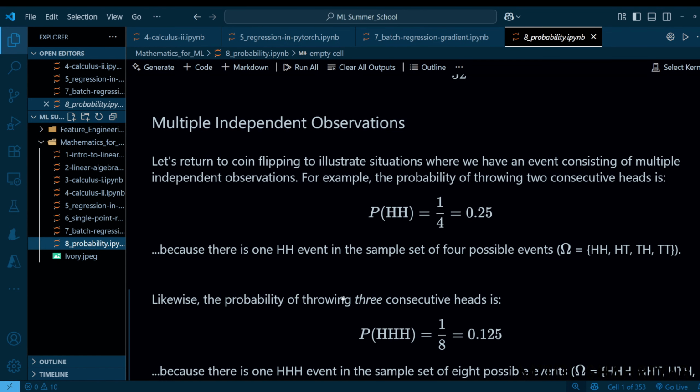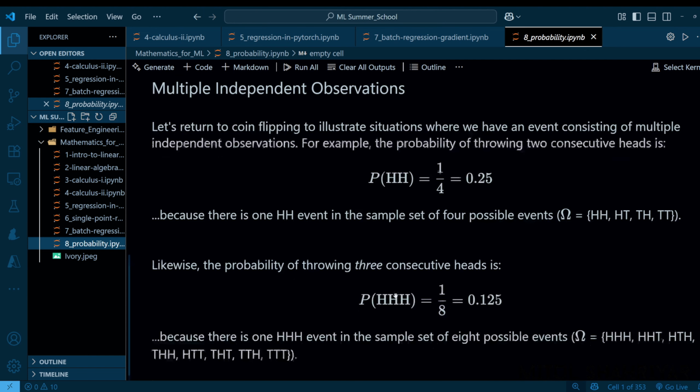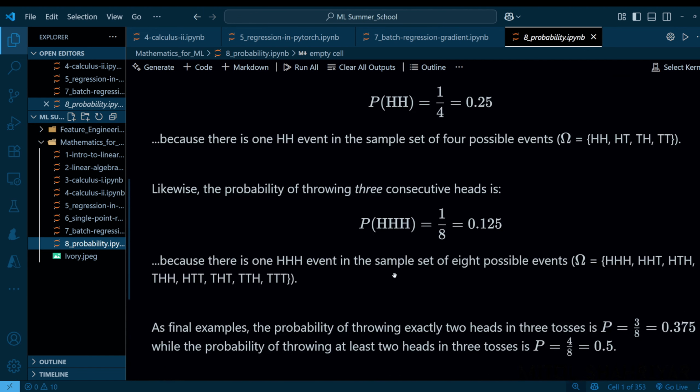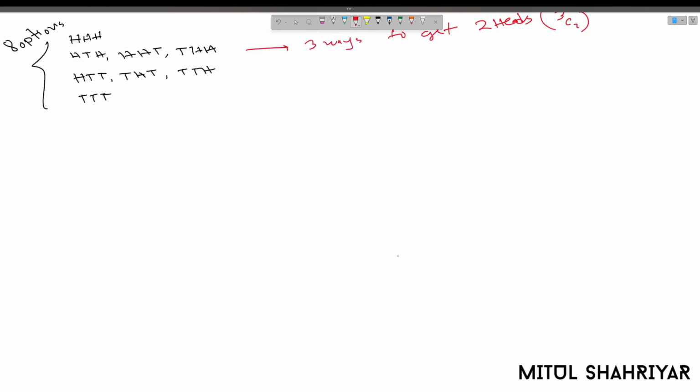And again for 3 heads, so 3 coins. If you want to look for 3 consecutive heads, this is what we should have.